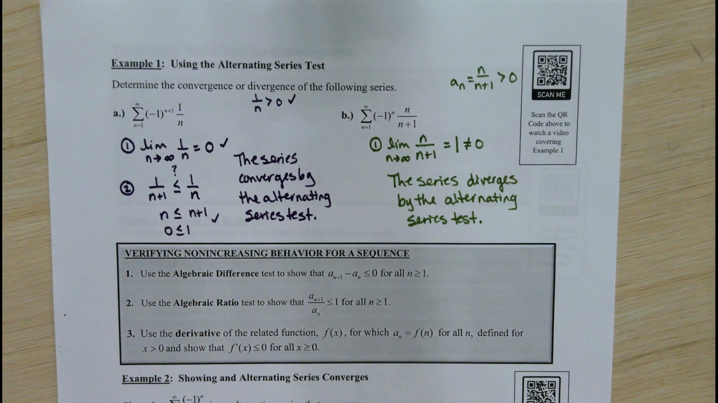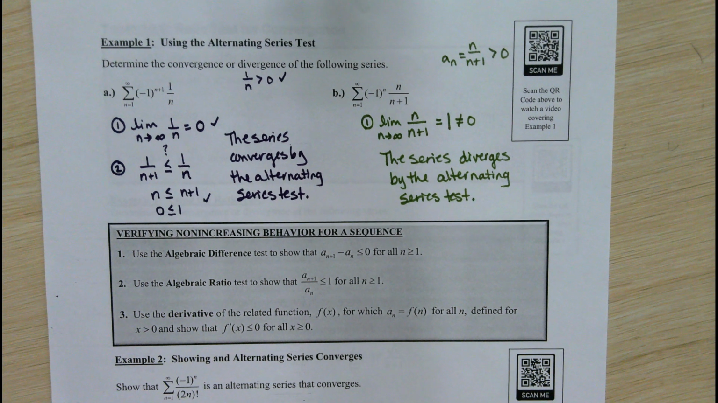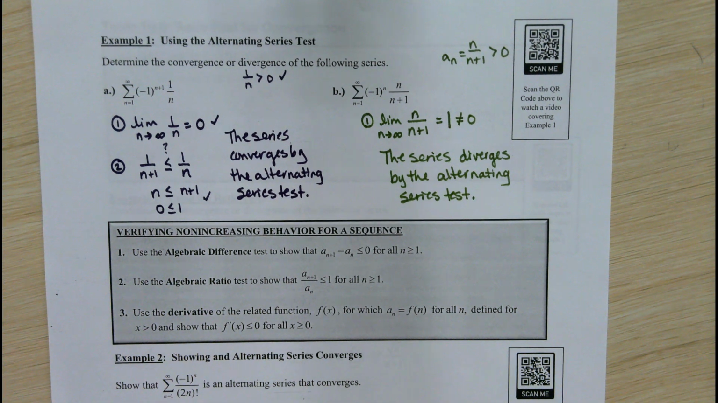Or if you really wanted to, you could use derivatives of related functions, replacing those n's with x's. You would be looking for the derivative to be less than or equal to 0. That would tell us that it's decreasing or at least remaining the same. So a couple different options that you have for how to test that second criteria to make sure that the terms are either staying the same or getting smaller, that they're non-increasing.